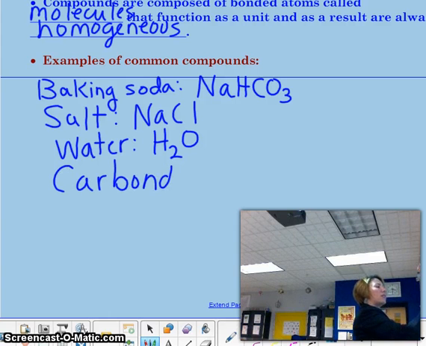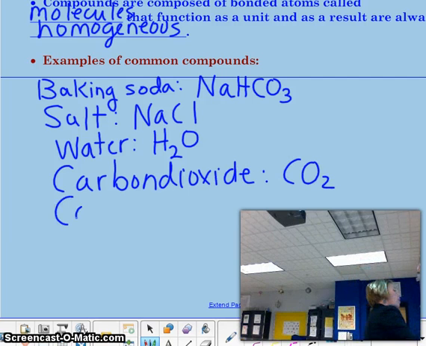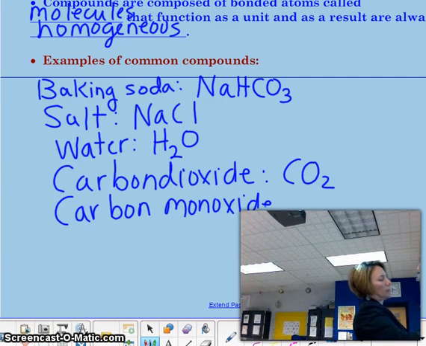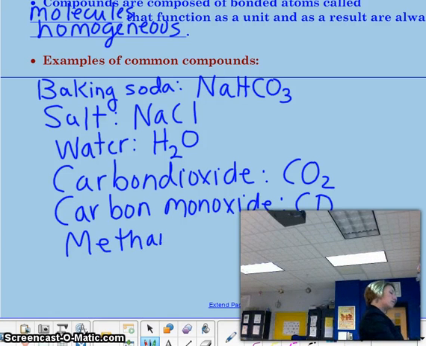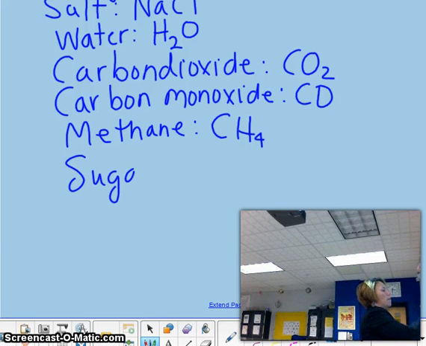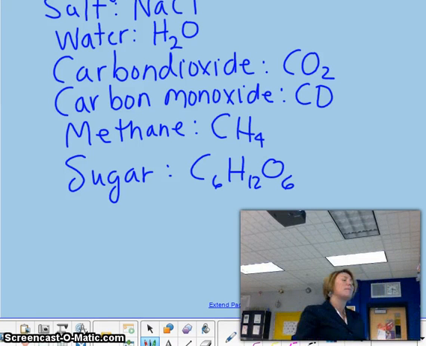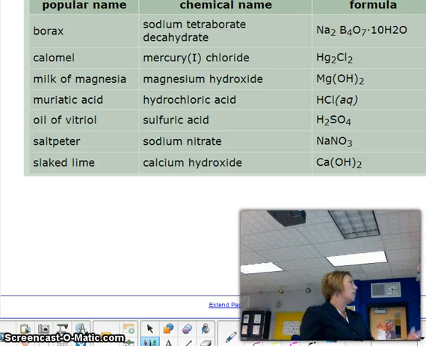We played with that the other day. That's CO2. You have carbon monoxide. That's CO. You have methane gas. That's CH4. You have sugar, sucrose, C6H12O6. Those are all common examples of compounds, and there are many more that we'll talk about as this class goes on. Here are some others. You may have had milk of magnesia for an upset stomach. That's a compound. If you ever heard of saltpeter, sodium nitrate, that's a compound.